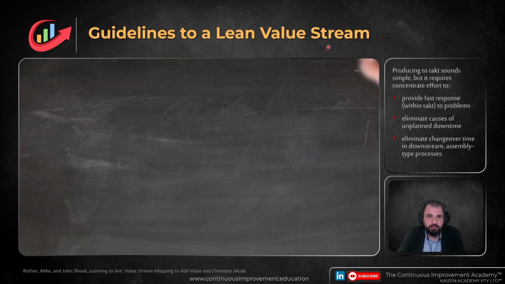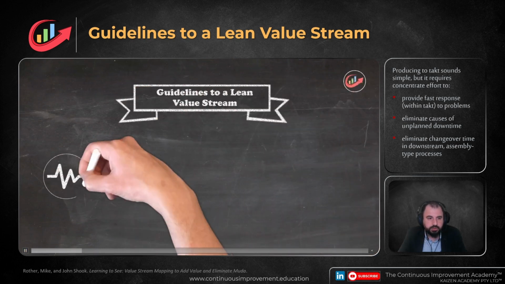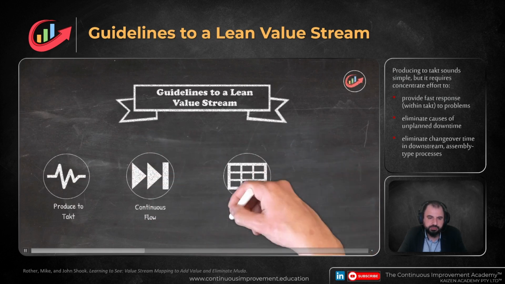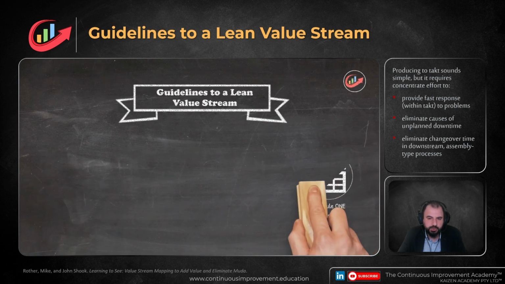So how do we achieve this smooth, waste-free flow vision? Fortunately, there are 7 key guidelines that provide a roadmap for a lean value stream, and this is what we will explore together today. So today we will focus on produce to takt, achieve continuous flow, use supermarkets, and schedule only one process.